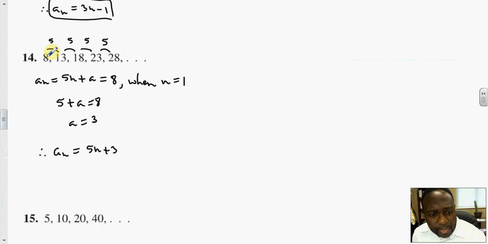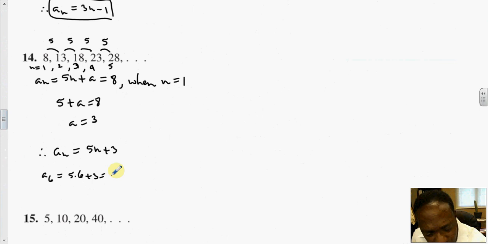Let's see if that's true. If n is 1, then we have 5 plus 3, we get 8. If n is 2, we get 10 plus 3, we get 13. So this is when n is 1, 2, 3, 4, 5. So the next one would be a sub 6. That's 5 times 6 plus 3, so it gives us 33. And then a sub 7 is 5 times 7 plus 3.